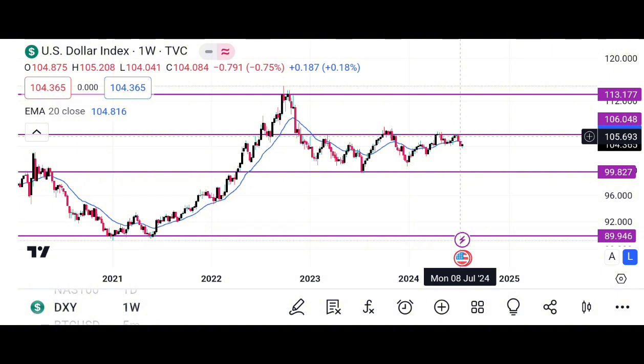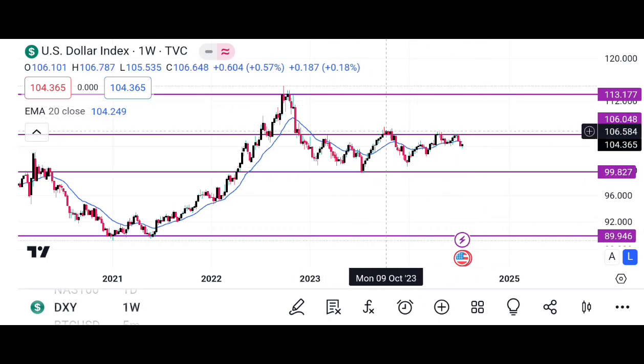So guys, currently the DXY, the way I'm seeing it, is moving sideways. What do I mean by the DXY moving sideways? It means that the DXY is in a consolidation phase. You have to understand that the DXY has entered a consolidation phase.